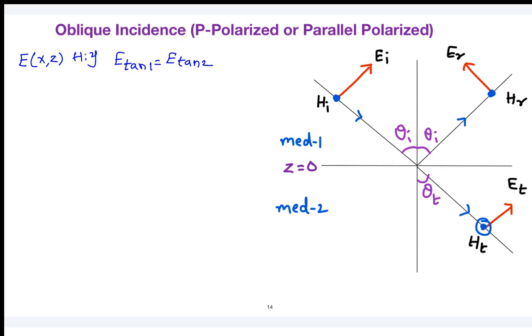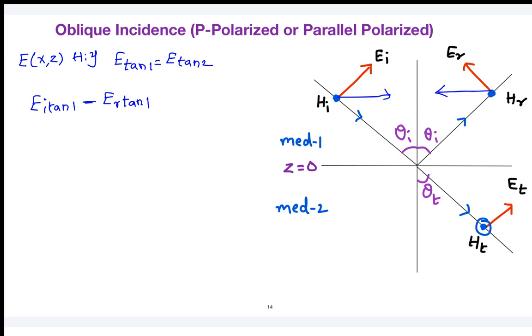So how do we resolve E tan 1 here? See here, this is the tangential component for the incident electric field, and this is the tangential component for the reflected electric field. Now, E tan 1 is nothing but the incident electric field tangential component minus the reflected electric field tangential component. I hope you understood why I have included minus here.